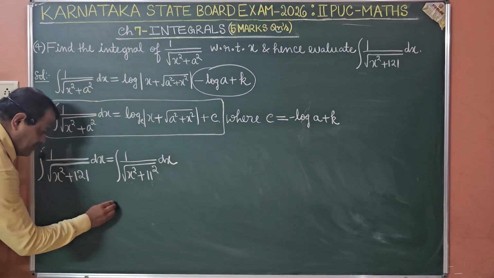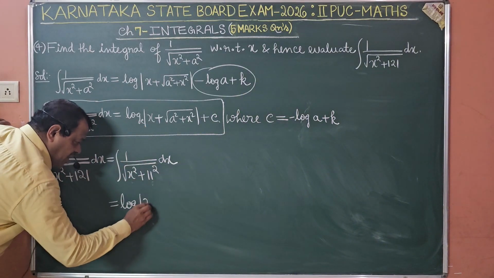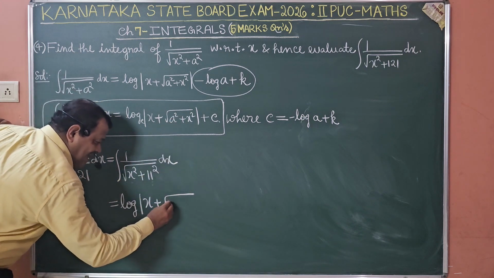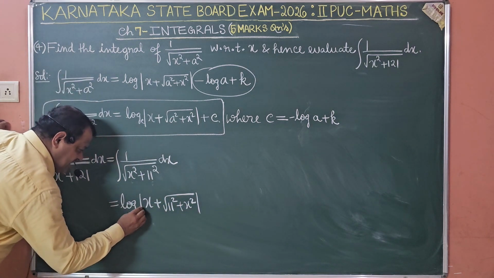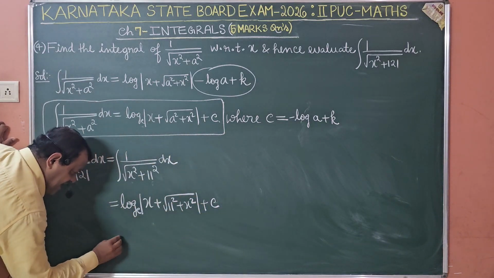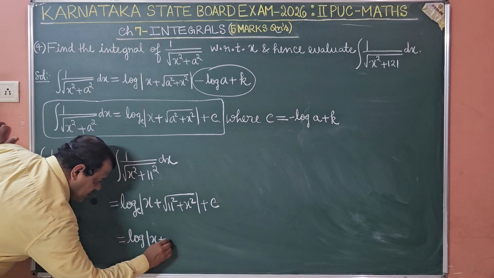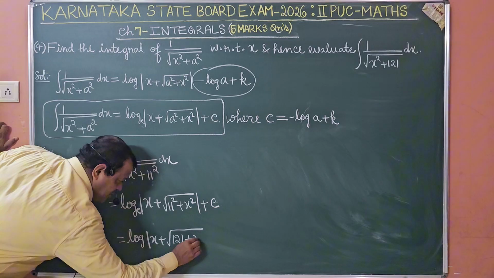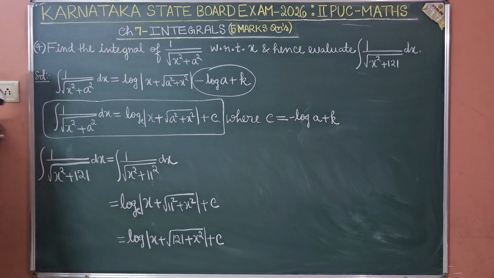So if you apply the formula, looking at the right hand side, it is log of mod of x plus root of a square, 11 square, plus x square to the base e plus c. In other words, the last line: the answer is log of mod of x plus root of 11 square, I can write it back, 121 plus x square, plus c.